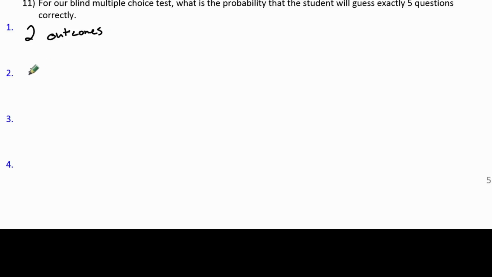Are there a fixed number of trials? There are 10 trials, which is our n. Is the probability of success the same? So yes, P equals 1/4 every single time, and Q equals 3/4. Almost identical to the quarter problem, right? And then, is each trial independent? Yes.